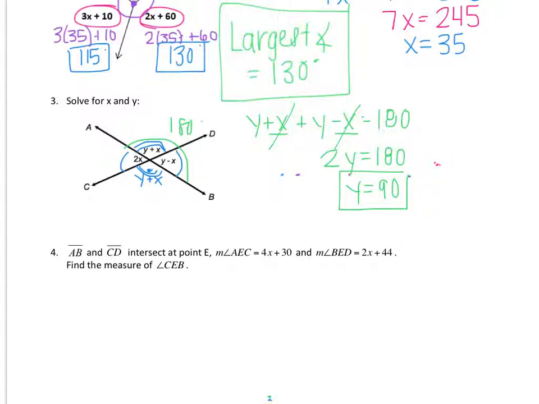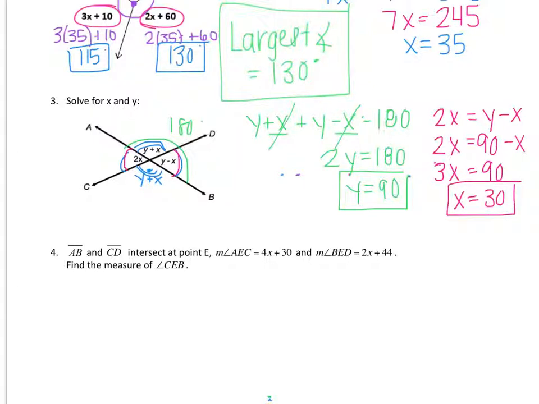So here I'm going to go back to the use of the vertical angles, where I know that 2x is equal to y minus x. But instead of y, I now want to put 90. I'm going to combine like terms, bring variables to one side, constants to another. So now I have 3x equals 90. Divide by 3 to give me x equals 30.